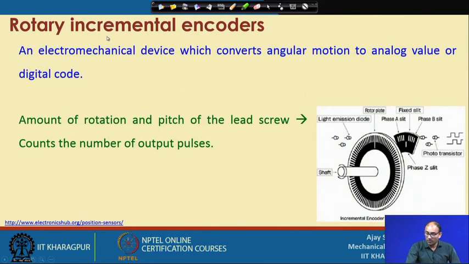So, first is the rotary encoder, the incremental rotary encoder. This is the diagram of that part. So, what is this? It is an electromechanical device which converts angular motion to an analog value or a digital code. Right now we are talking about this particular incremental encoder. How does it work? This is the motor shaft, correct. On the motor shaft we have attached one rotor plate.